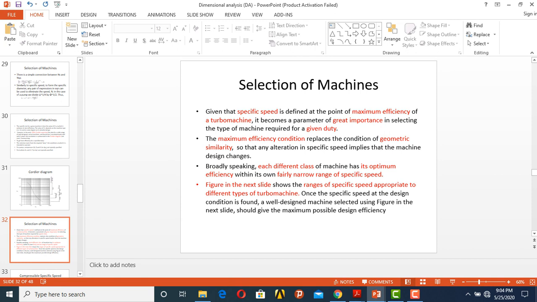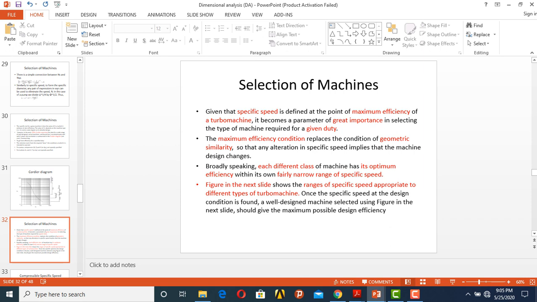So we play around and maneuver around the specific speed so that the machine can achieve this. In an event that you change the specific speed, the machine design also changes, because you know that the machine specific speed is related to the specific diameter. So if you change the specific speed, automatically the design changes as well.